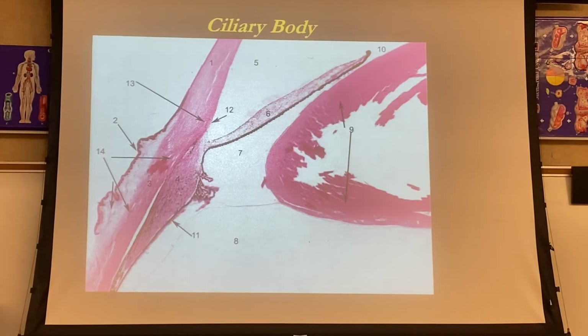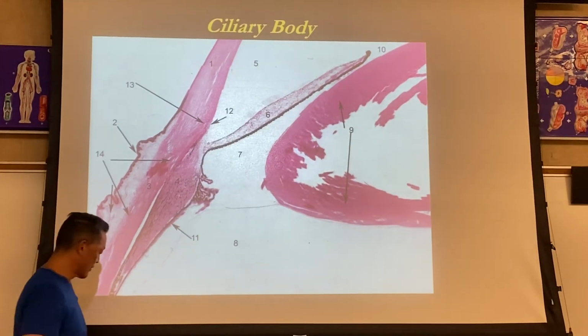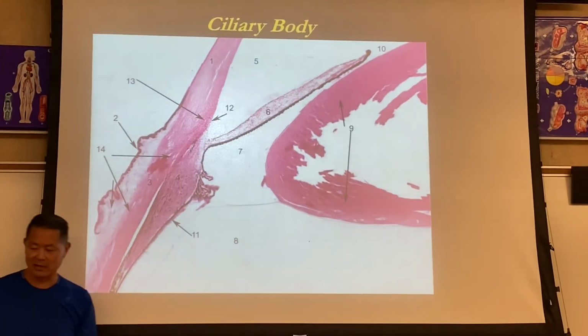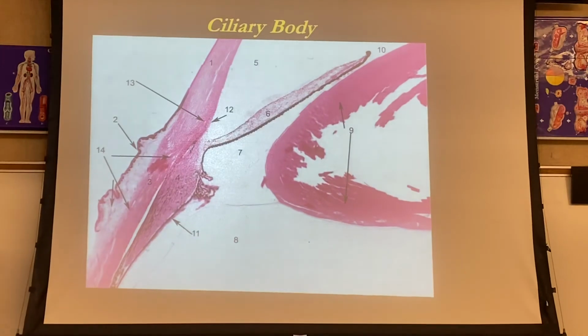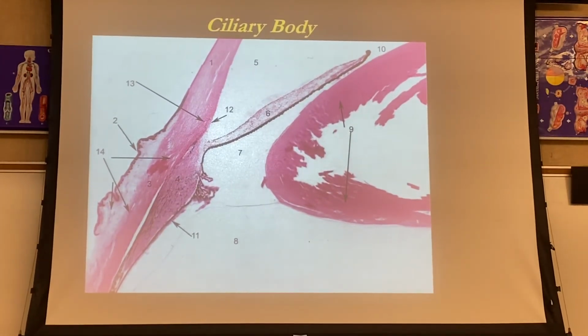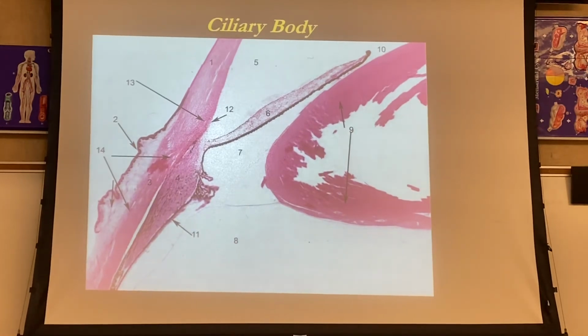Don't worry about 11, or the rest of it. This is called the canal of Schlemm, where aqueous humor drains out, and if it gets plugged, then you get glaucoma, and then you can smoke weed. I'm getting punchy.